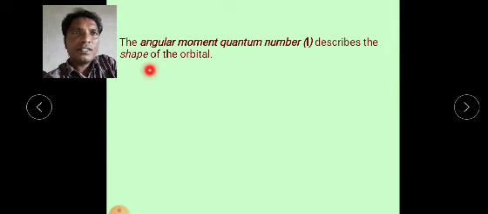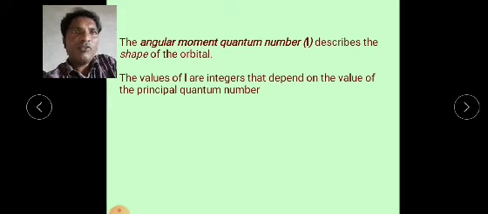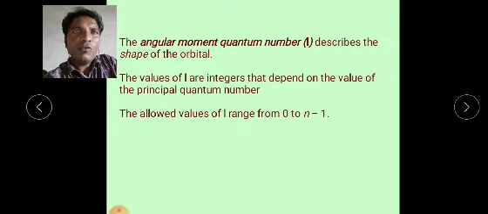Now the second quantum number, denoted by l, is the angular quantum number, and it describes the shapes of the orbitals. The values of l are integers that depend on the value of the principal quantum number. The allowed values of l, the angular quantum number, range from 0 to n minus 1.